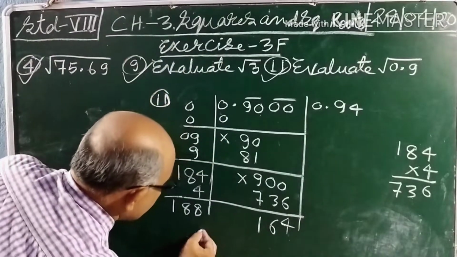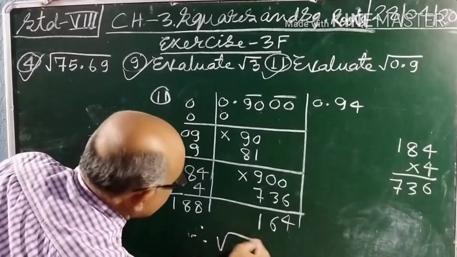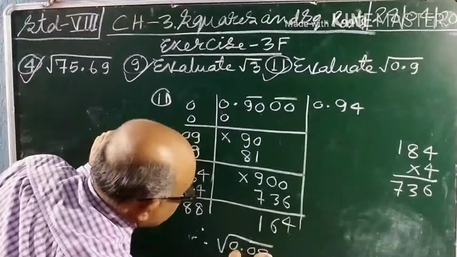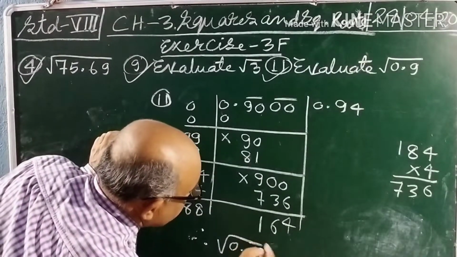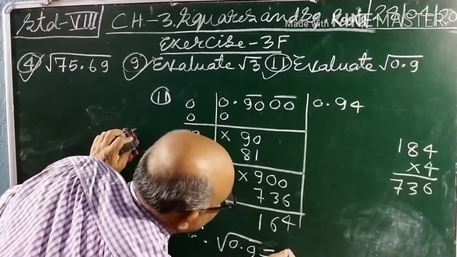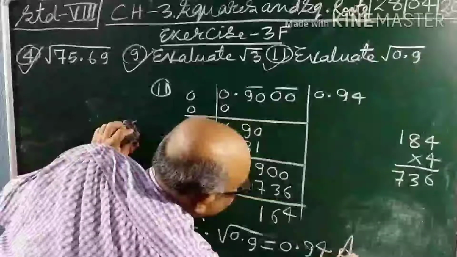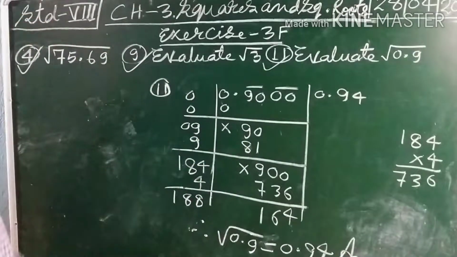So, therefore, root 0.9 equals 0.94. Answer. Write this question.